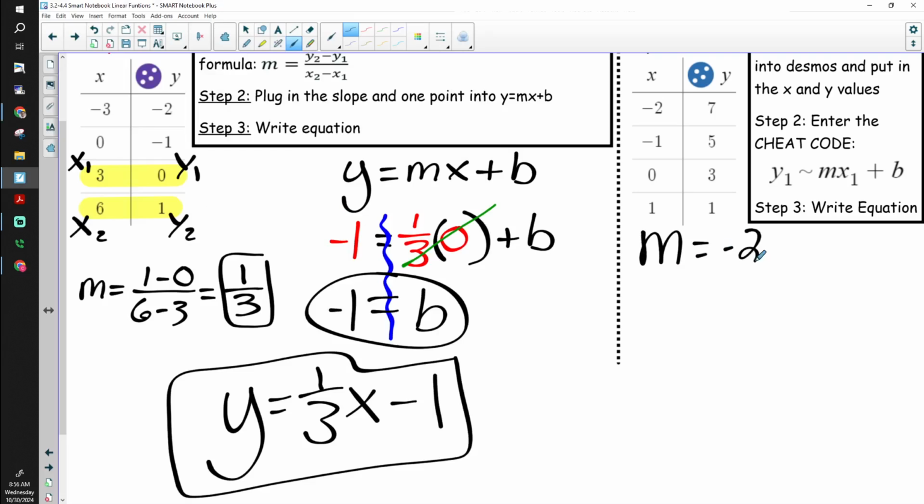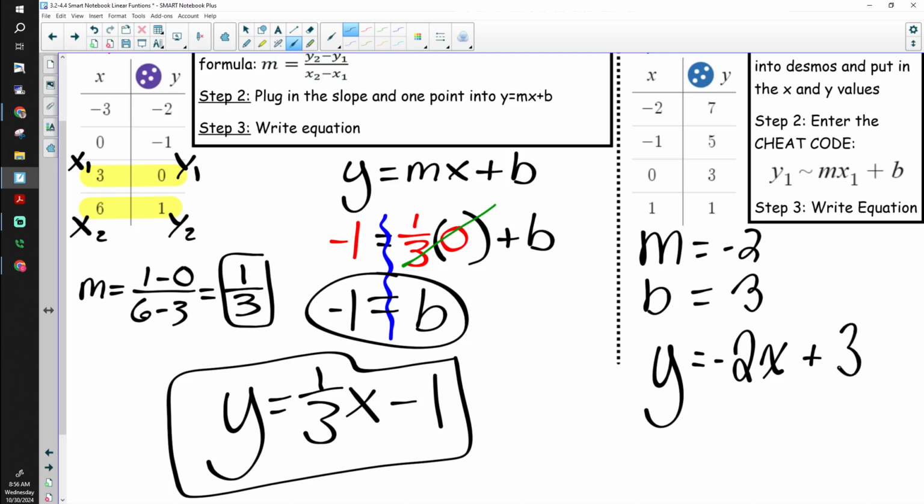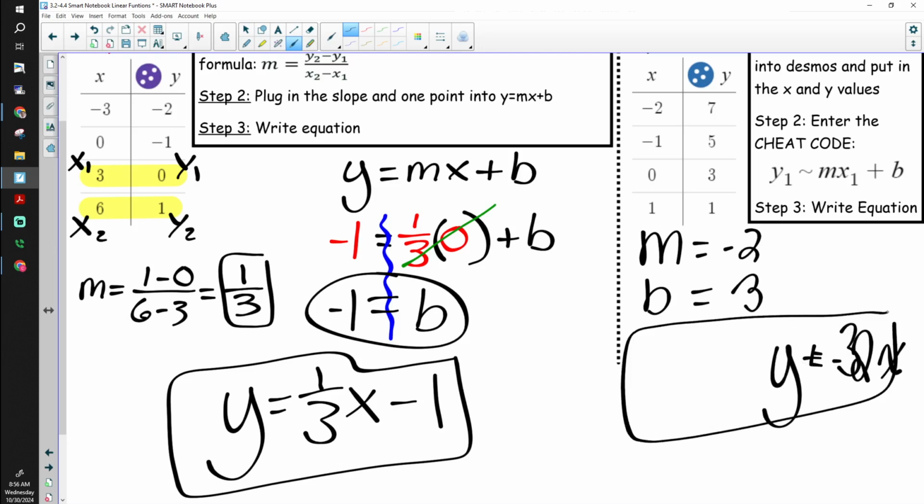M is -2. What was B? I already forgot. -3? Oh, just 3. M is -2, B is 3. Got M, got B, plug it in. Y equals -2x. It's a positive 3, so I'm going to write plus 3. Done. That's the Desmos way.